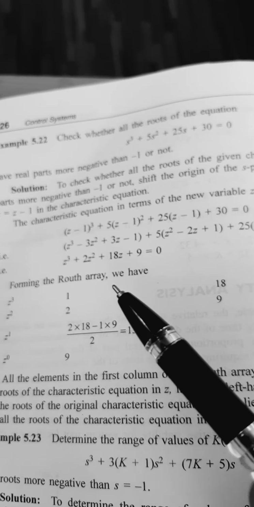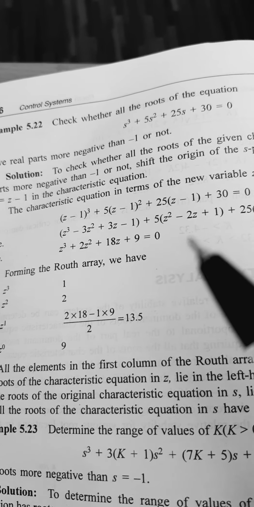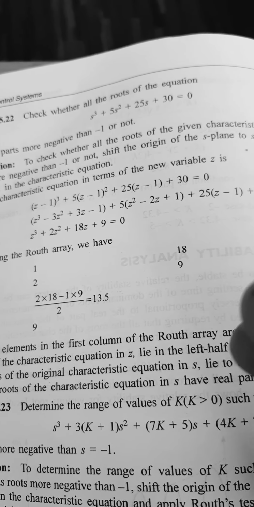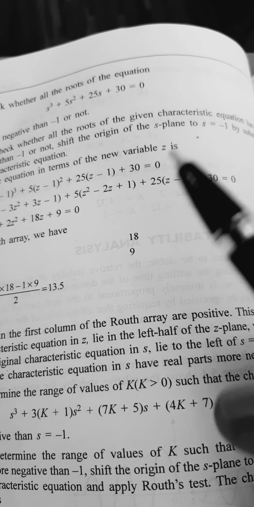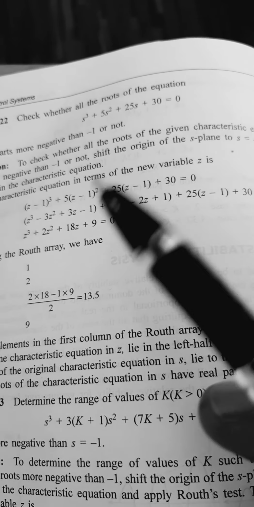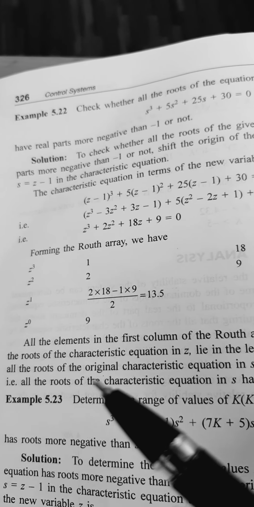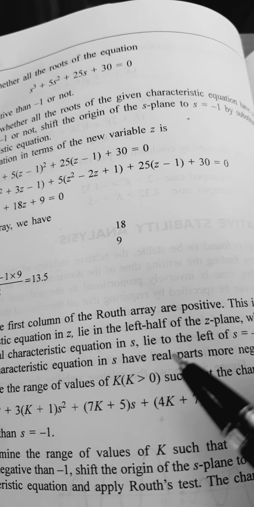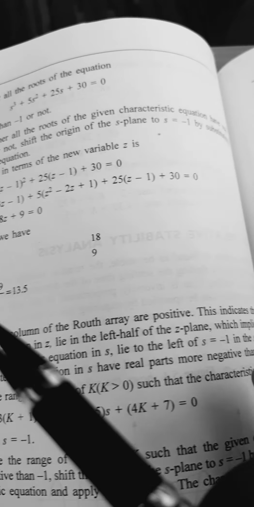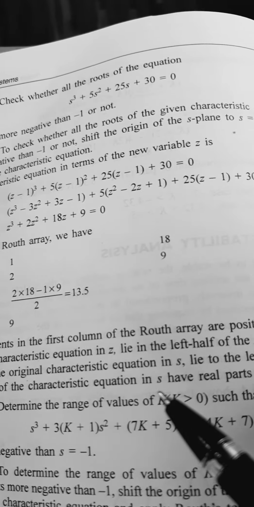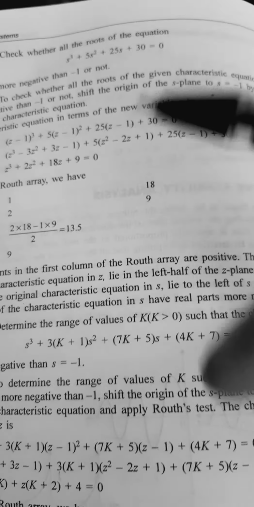In Z, you can see that all the roots lie in the left half of the Z plane. But the Z plane was obtained by substituting s equal to z minus 1. So when the roots of the original characteristic equation lie to the left of s equal to minus 1 in the s plane, that is, all the roots of the characteristic equation in s have real parts more negative than minus 1. So very easily you can understand.